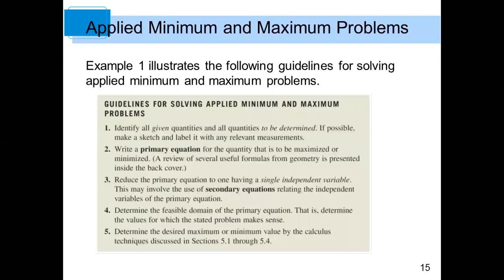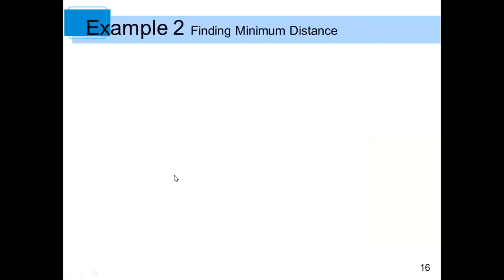Reduce the primary equation to having one single independent variable, and that may involve using a secondary equation that relates the variables of the primary equation in a different way. Then determine the feasible domain of the primary situation. Often you're going to exclude any negative values, because most of the time these are real world situations where negative values don't make sense, because they're usually talking about time or distance or measurement. But sometimes they're not. So just be careful, look at the context. So basically number 4 is determine the values for which the problem makes sense. Number 5, determine the desired max or min by using calculus techniques we discussed earlier in this chapter.